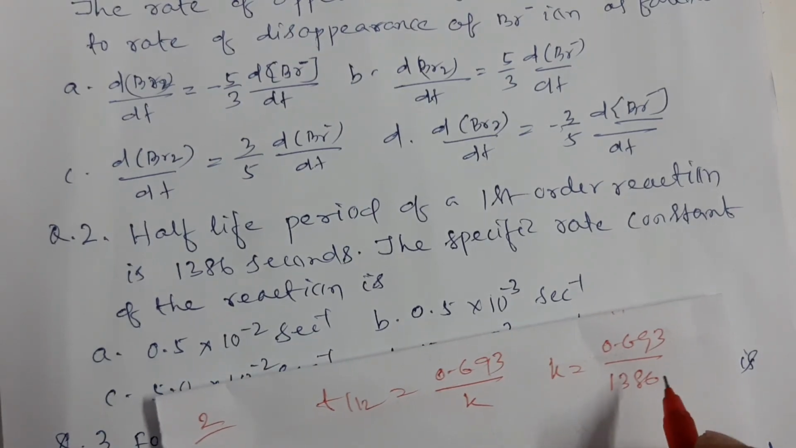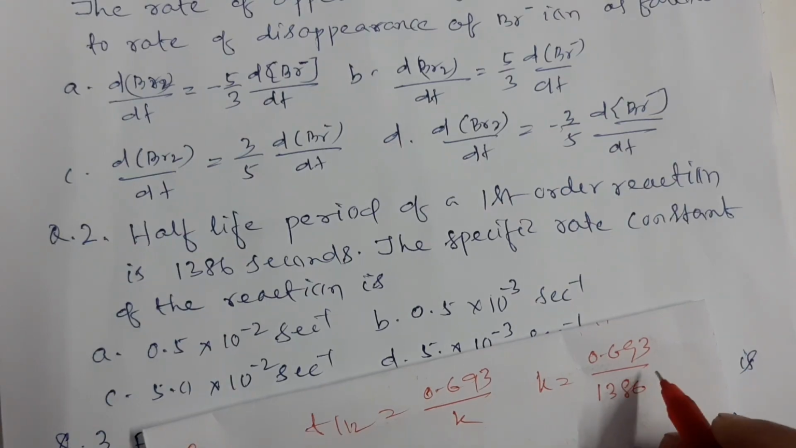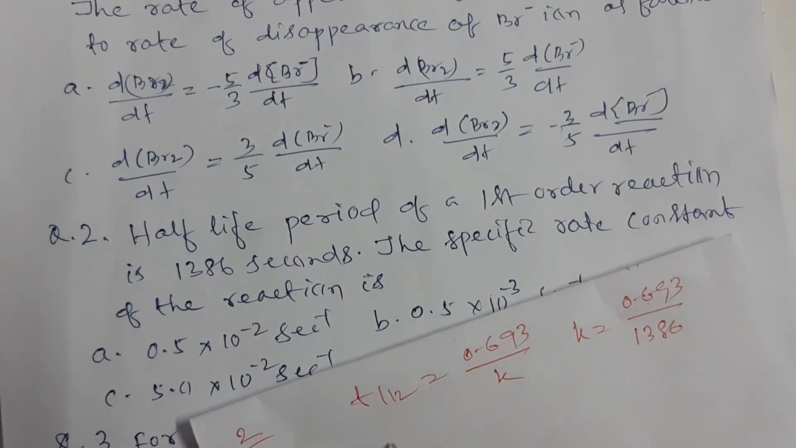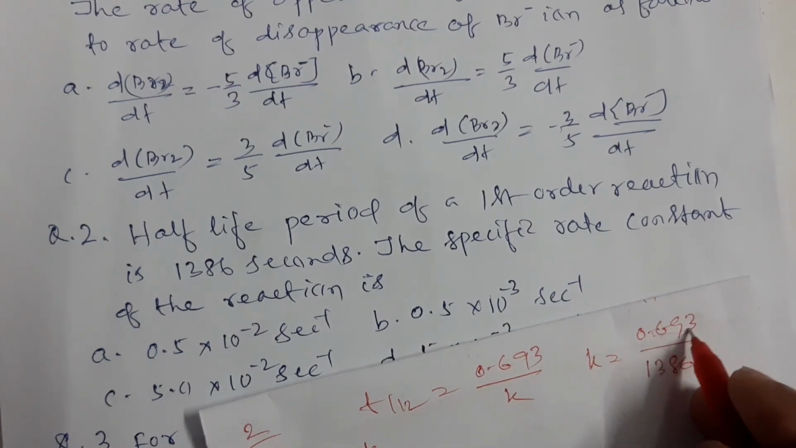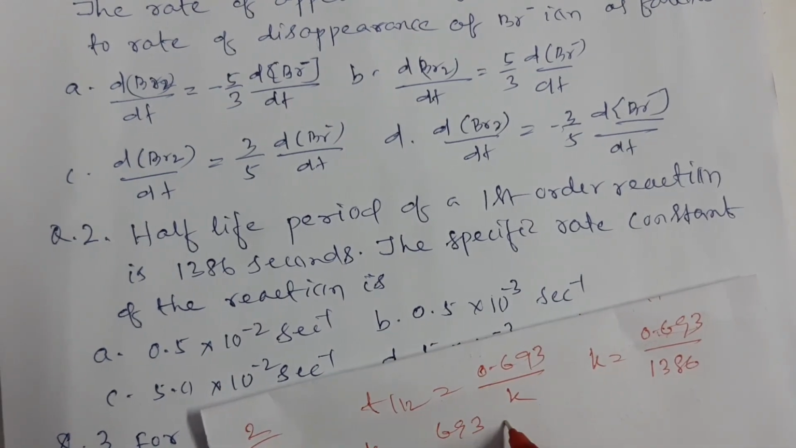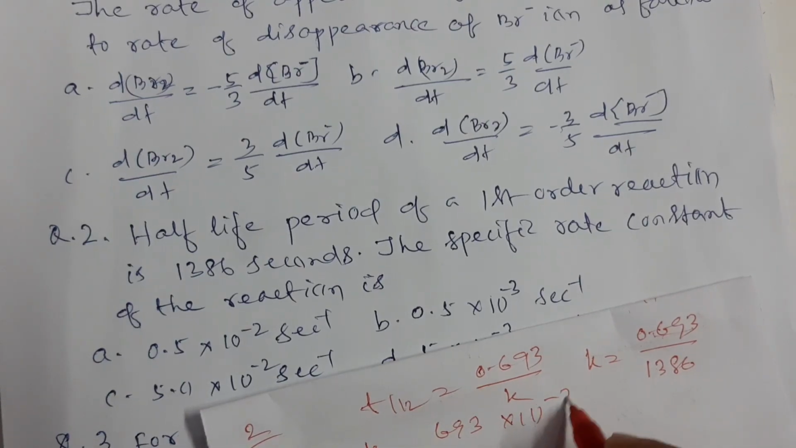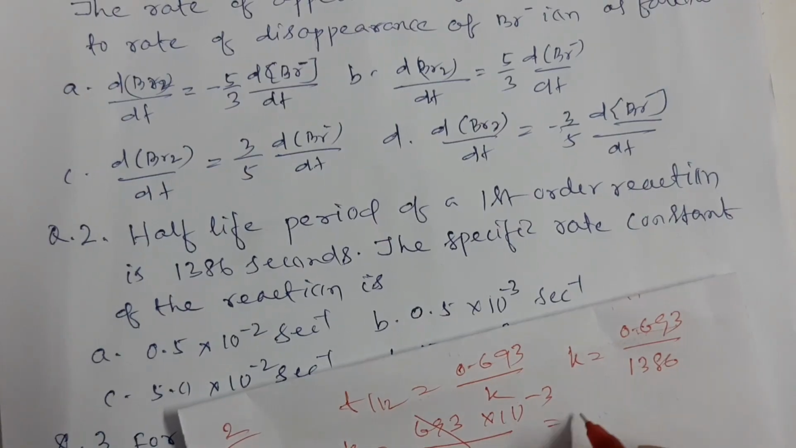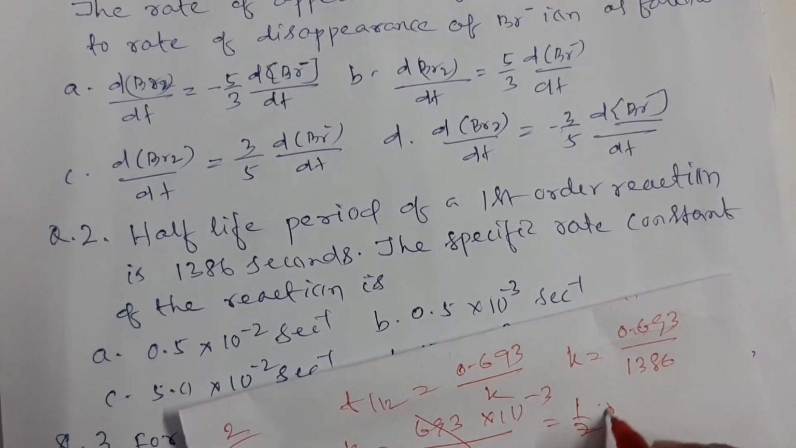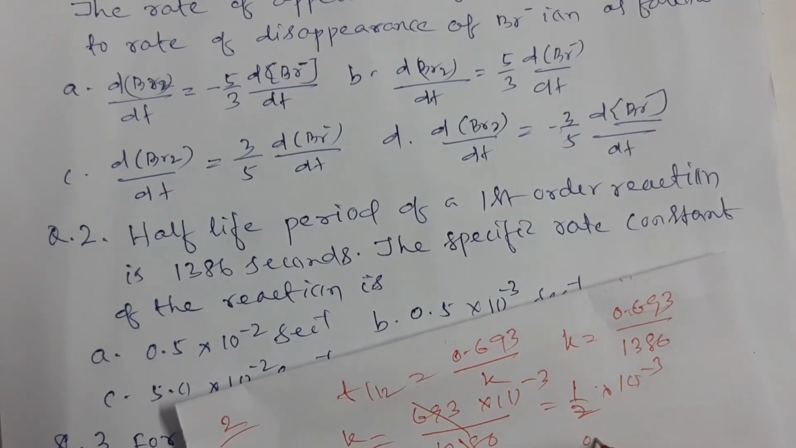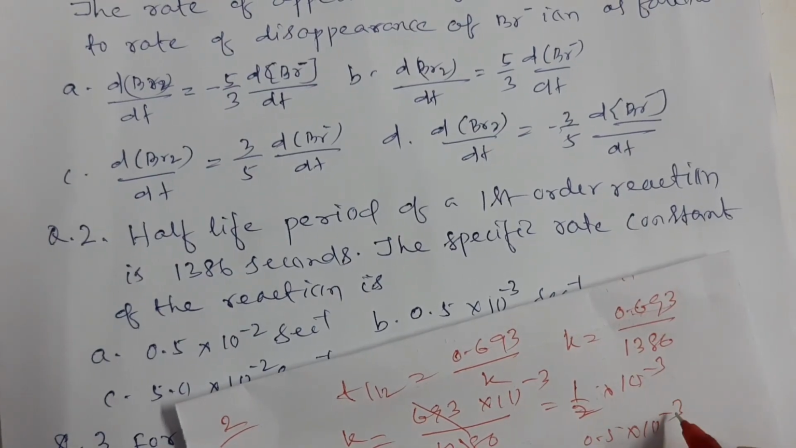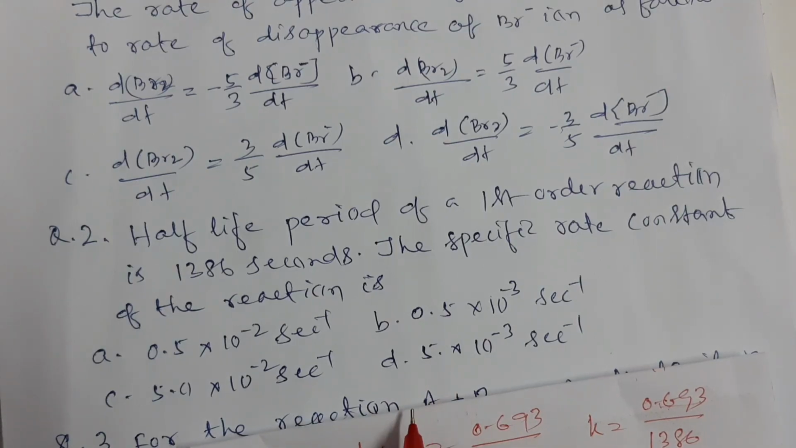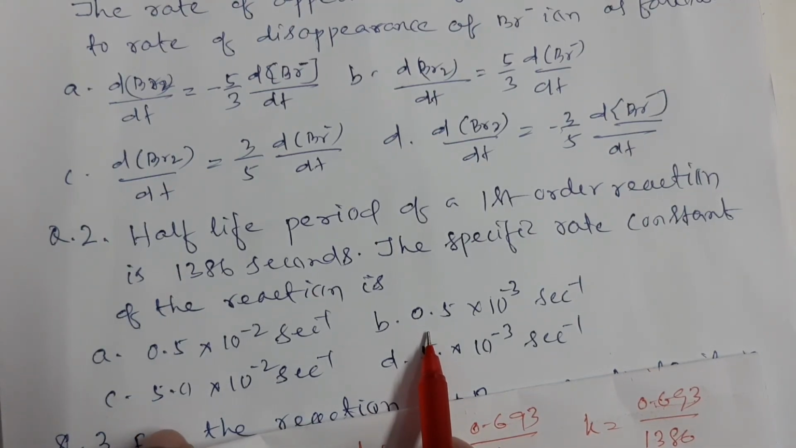By solving, you take K is equal to 0.693, that means 693 multiplied by 10 to the power minus 3, by 1386. So this is half, and you will get half into 10 to the minus 3, that is 0.5 times 10 to the minus 3. So B is the correct answer. Next.